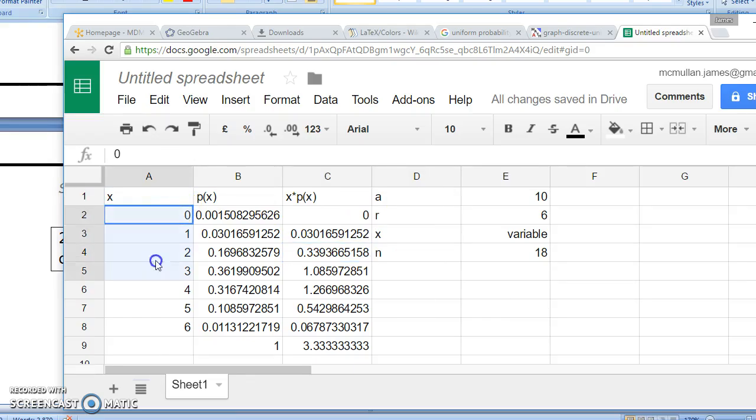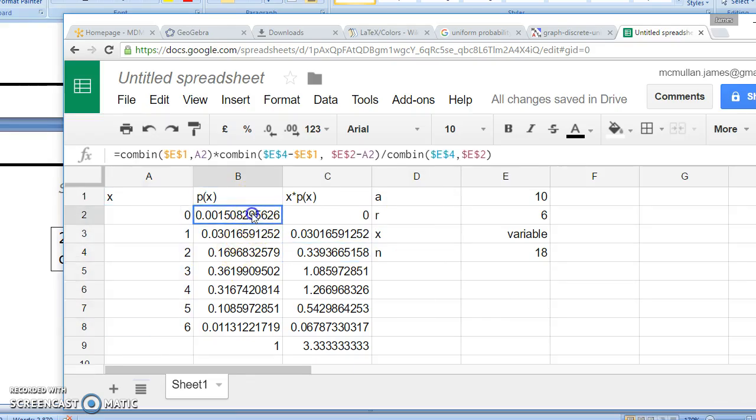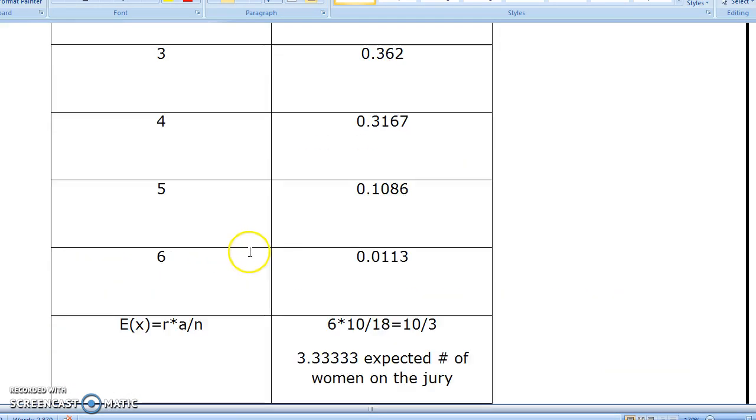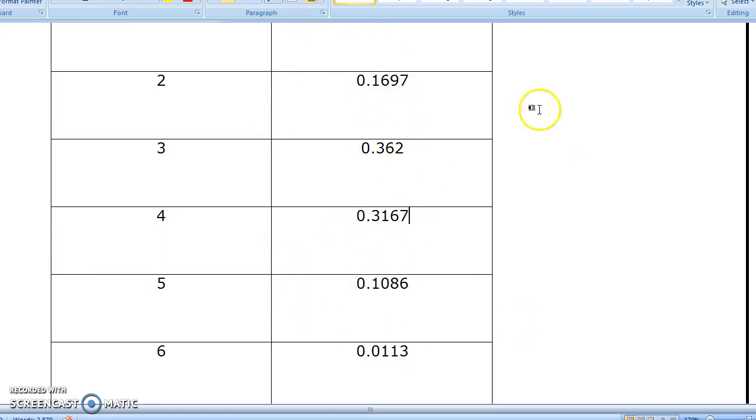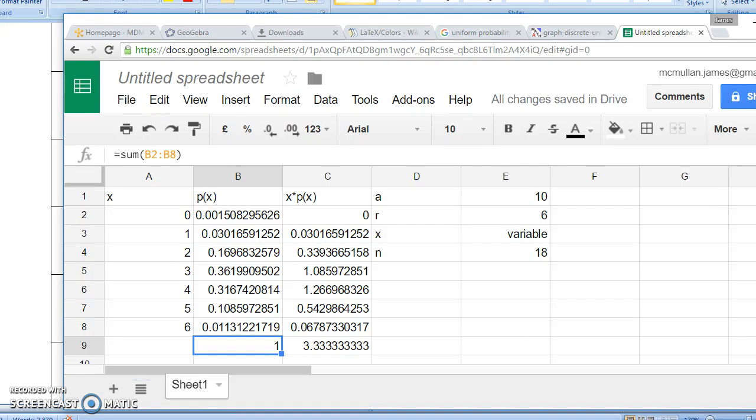So here again is x: 0, 1, 2, 3, 4, 5, 6. Here's p of x, where I've calculated the probability of each thing. It's the same thing as what we just did, just a little bit more exact. And you'll notice that all the probabilities add up to 1. Our probabilities on our answers here may not actually add up to 1 because we did a bit of rounding, but you can see that when we don't round anything, they add up to 1 perfectly.